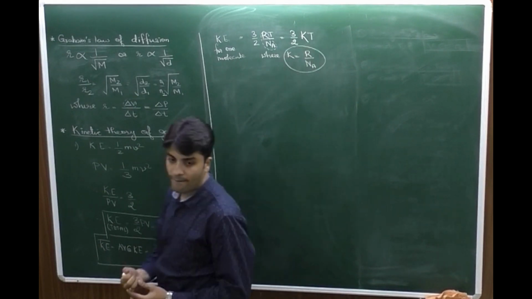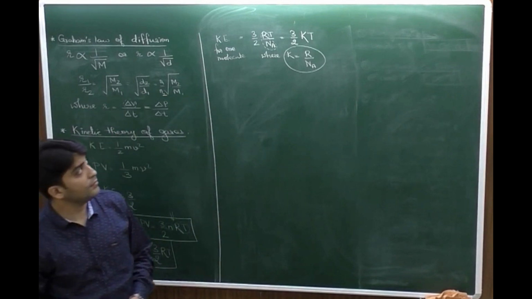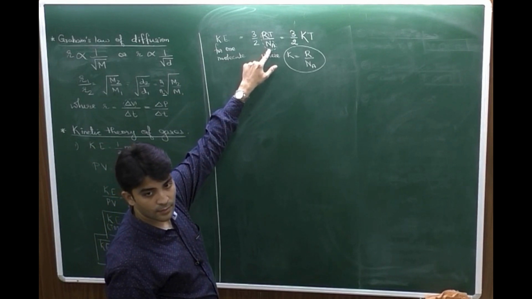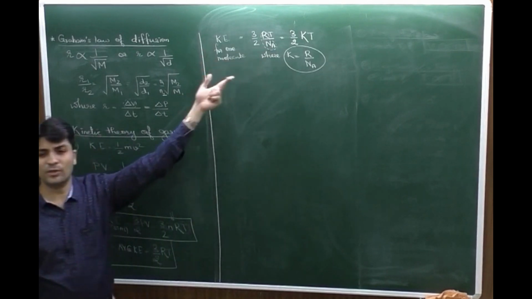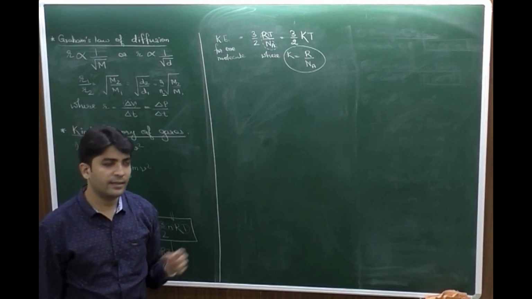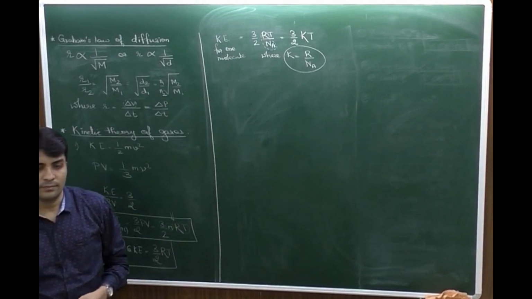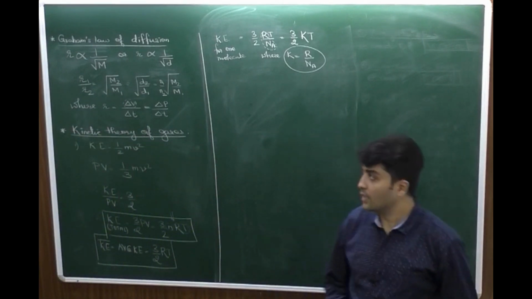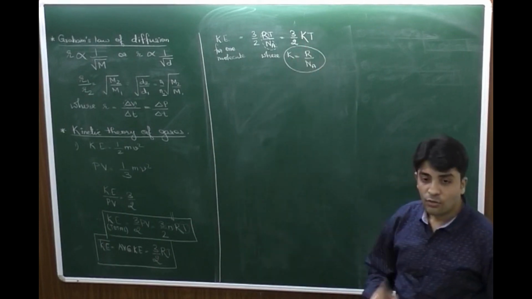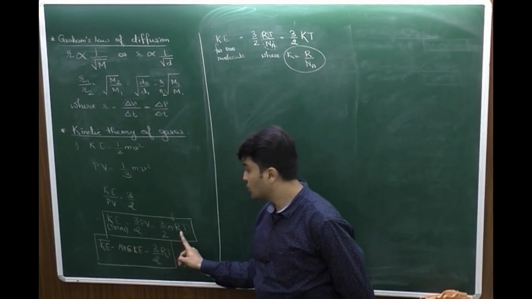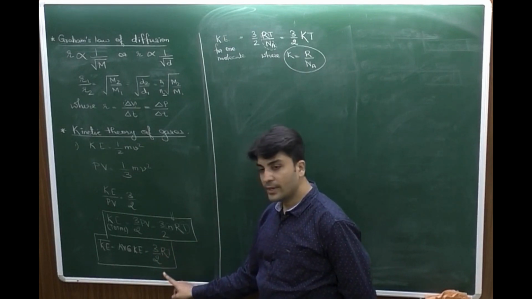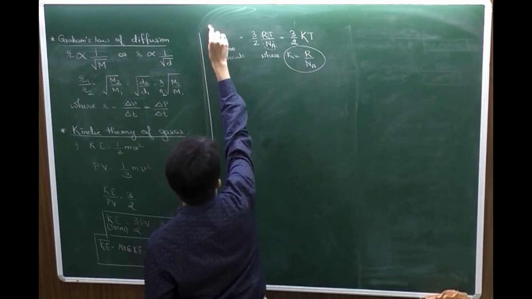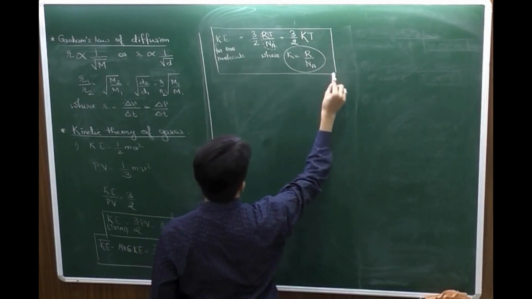The value is 1.38 into 10 power -23, approximately 1 point something. But you need to remember what k is if you are asked. So it will be 3 by 2 kT. So remember three expressions. Total is 3 by 2 nRT. Average is 3 by 2 RT. For one molecule it is 3 by 2 kT, with k as 1.38 into 10 power -23. You can take almost 1.4.